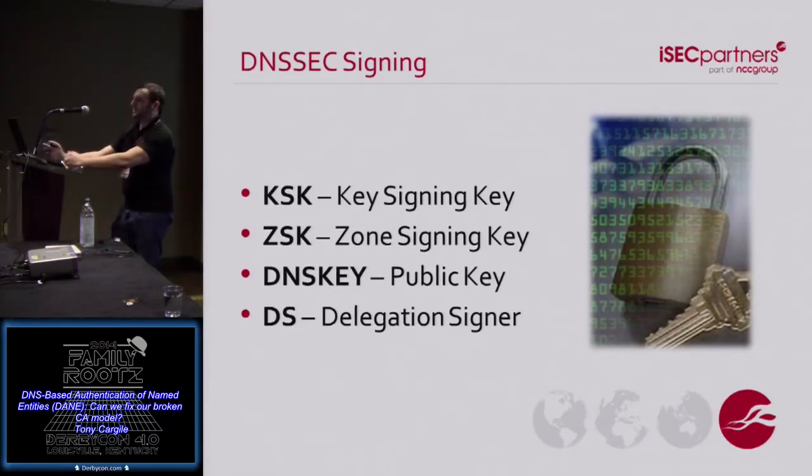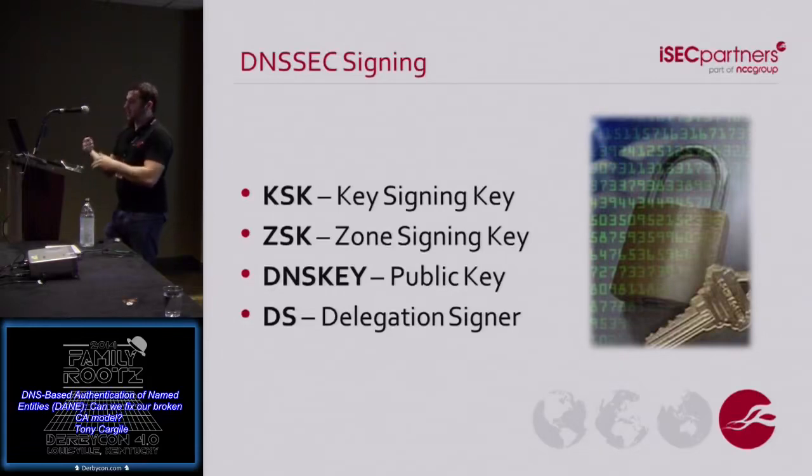You might think that's a little redundant, but what that allows you to do is rotate your zone signing key constantly without having to rotate your key signing key. Because of that, you don't have to constantly upload your public key to your parent zone. In your parent zone, it will just say, hey, this is the public key for the key signing key.